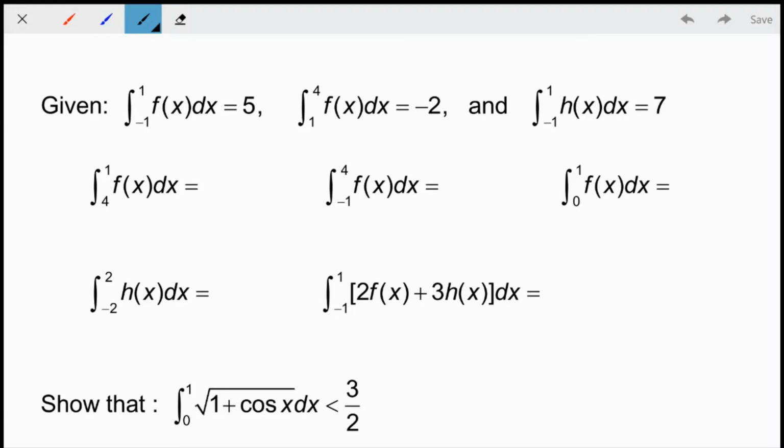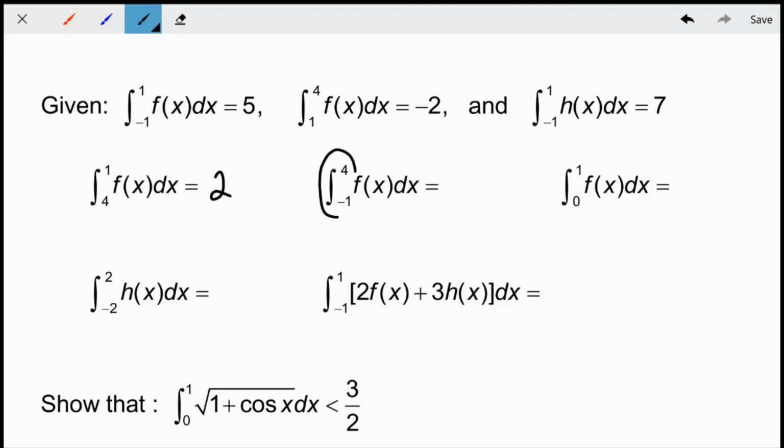Okay, so notice this first integral we're trying to solve has limits of integration that go from 4 to 1. So those are the reverse of what we would like them to be because we know information about the integral from 1 to 4. But we also know if we switch the limits of integration, it's just going to switch the sign on that integral.